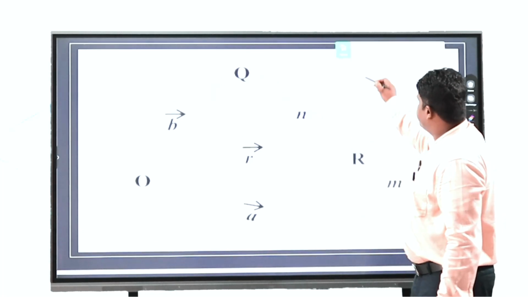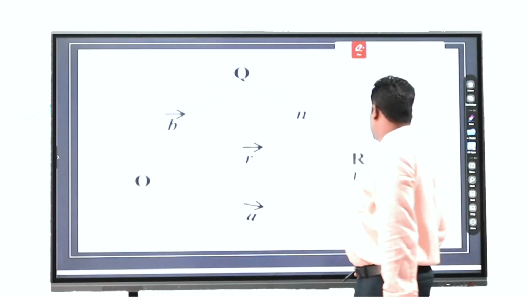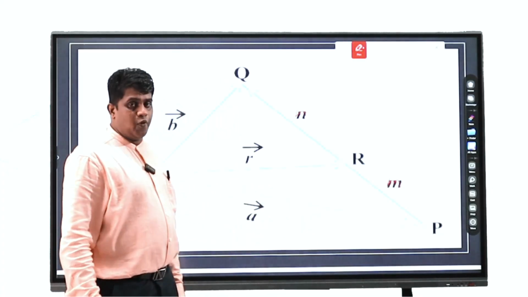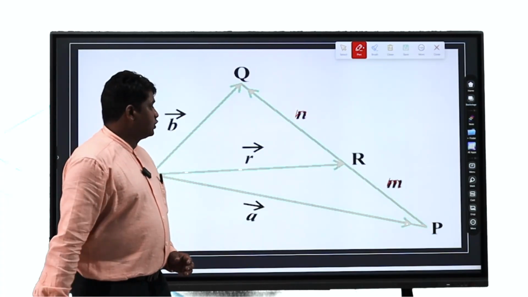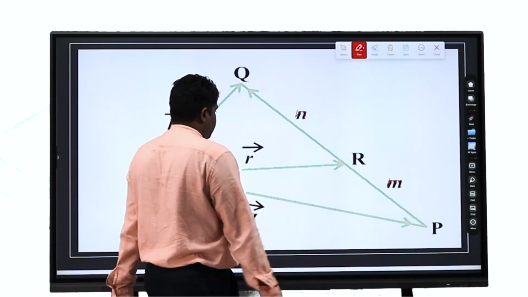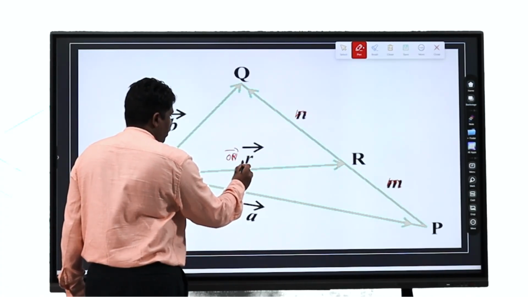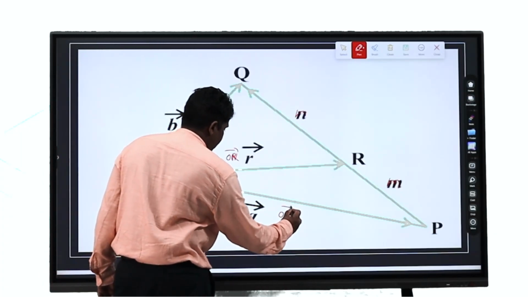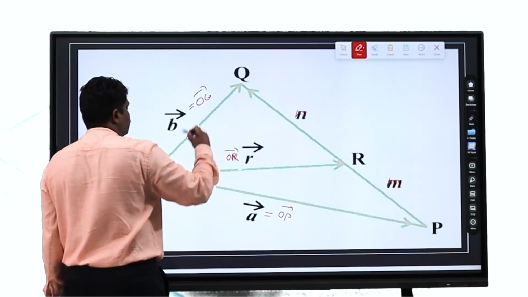Here there is a picture. Let R be the point which divides PQ in the ratio M is to N. This is M, this is N. Then what is the position vector? OR is the position vector of point R. OP is the position vector of point P, which is equal to A vector, and OQ is the position vector of Q, which is equal to B vector.